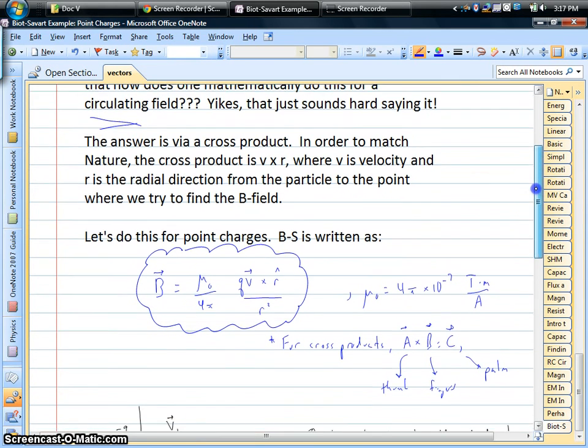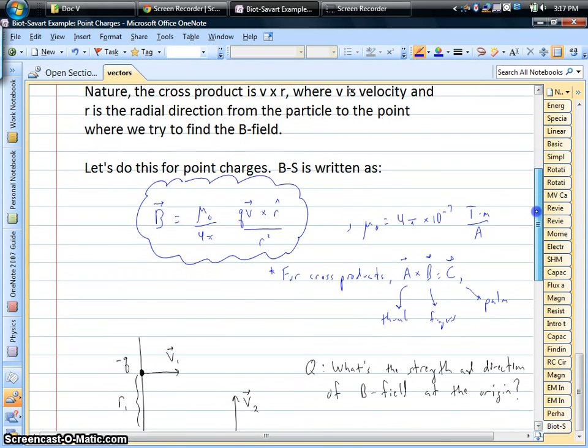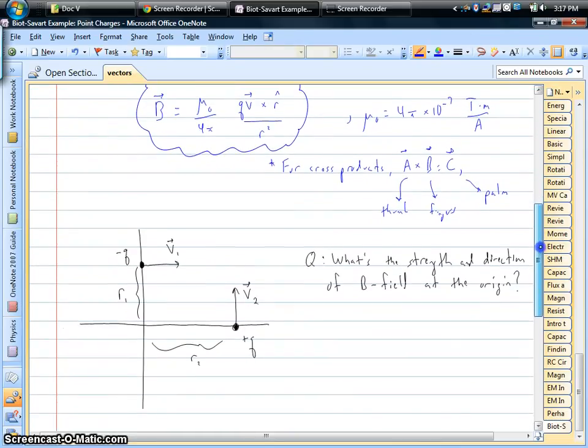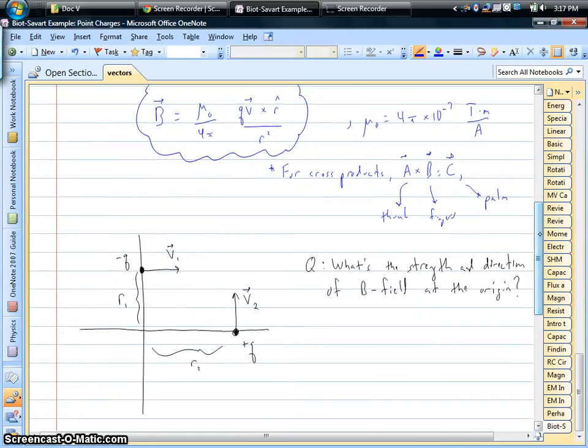Okay, so here's the deal. What I want to do is work through an example where you have a couple of moving charges, one positive, one negative, and we want to figure out the strength and direction of the magnetism over here at the origin. We'll take about the simplest case we can, where things are at right angles to each other. Now, the first question you might have is, what exactly is that r hat vector?